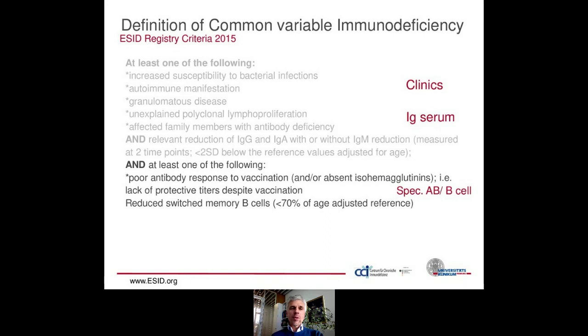The third criterion was that at least one of the following should also be abnormal. And this was either the vaccine response, and typically we test them for a peptide and a non-peptide antigen, typically tetanus. And for the non-peptide, we usually use polysaccharides from pneumococci to detect that.